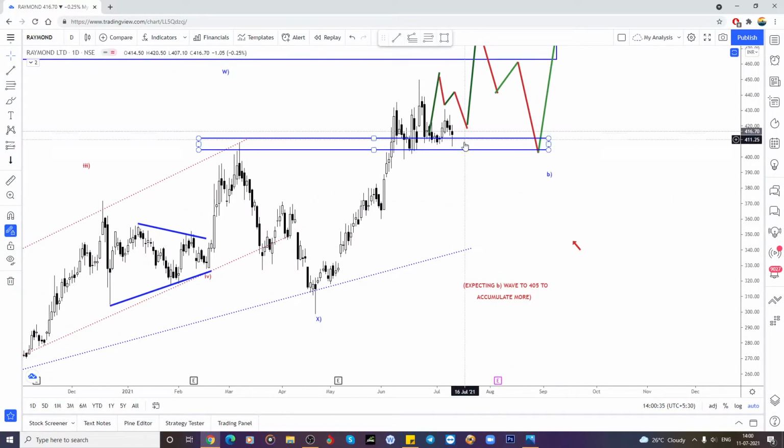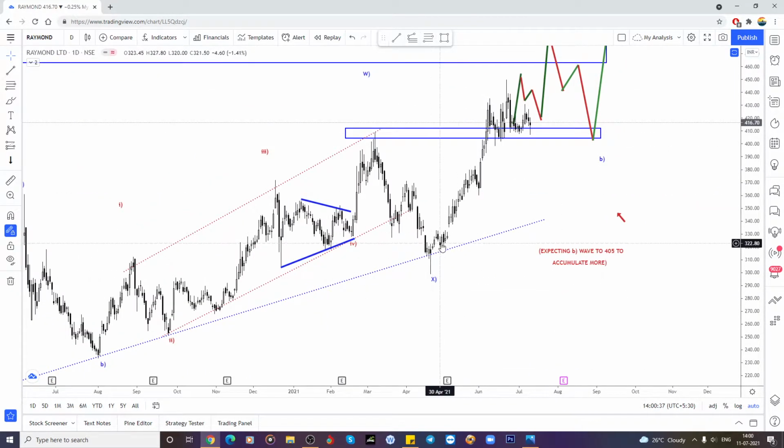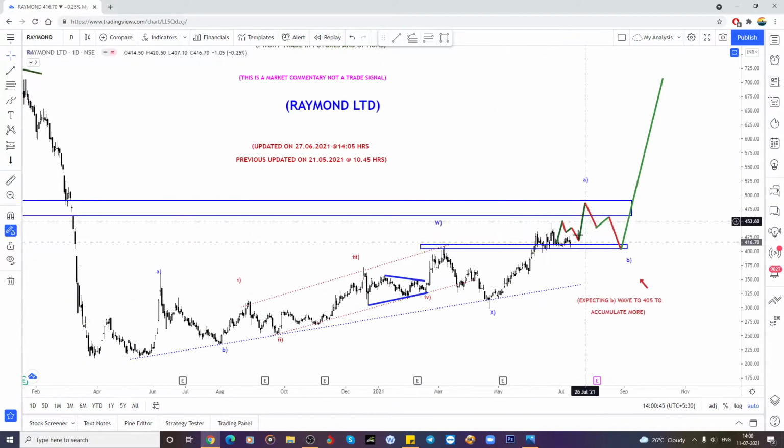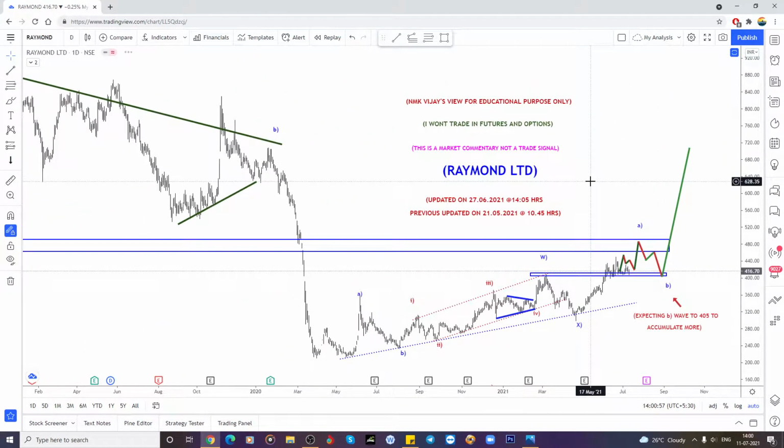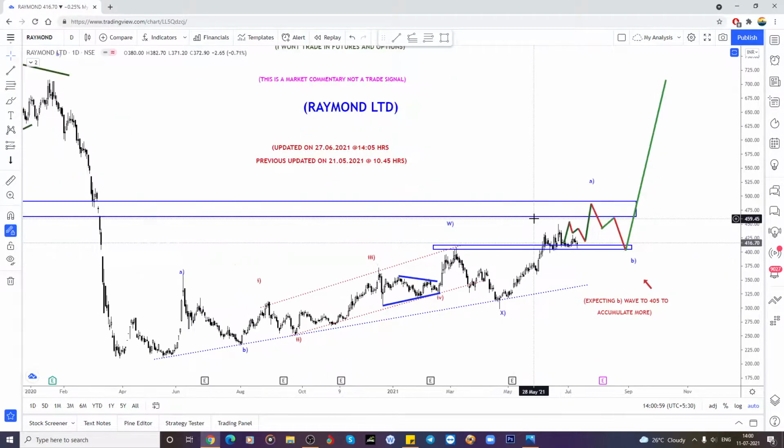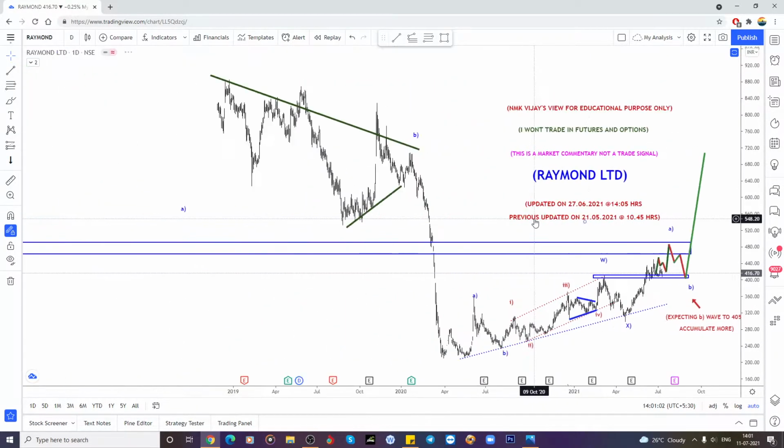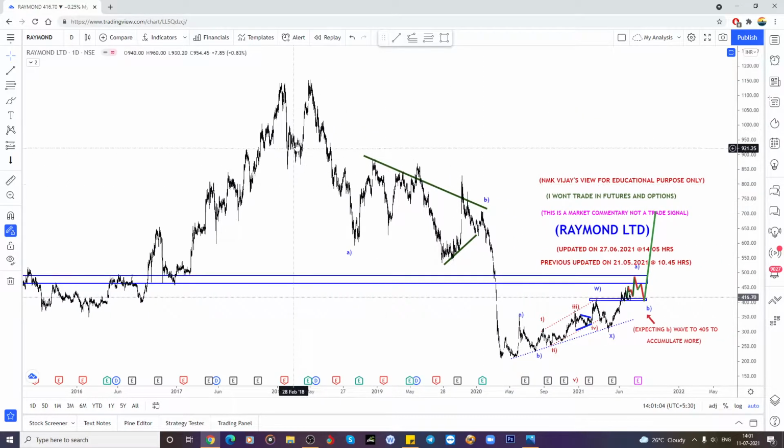So Raymond, as I said, here 1, 2, 3, 4, 5 has completed, or this is yet to complete here. That is the same as per my previous plan. So this is A, B and C, 1, 2, 3, 4, 5. So this is W, X, A, B and C. One more high is also possible, but how it works with the Nifty, that is a major question mark. So let's wait and watch here, because I took this as a triangle here, A, B and C.